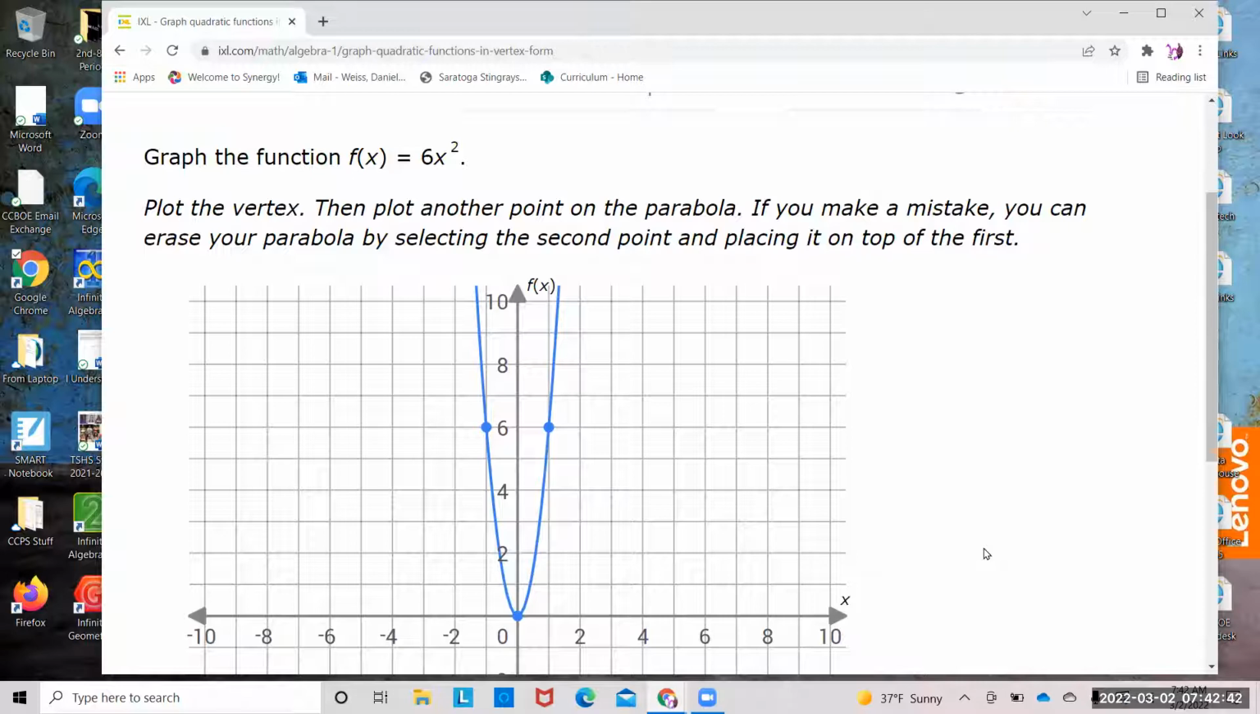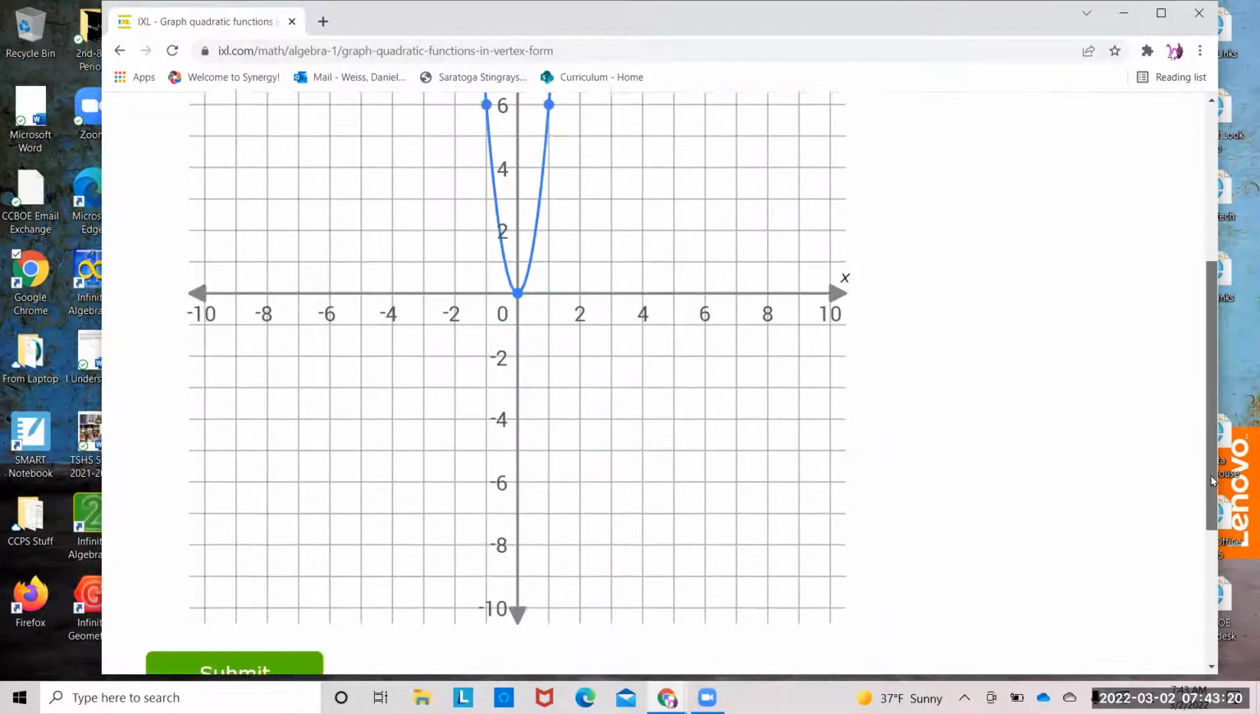Basically, if you put in -1, what's -1 squared? -1 times -1 is +1, and +1 times 6 is 6. So not only if you put 1 in, you get 6, if you put -1 in, you get 6. So this creates what's called a parabola. A parabola is this U shape. That U shape is called a parabola. So I'm going to submit.